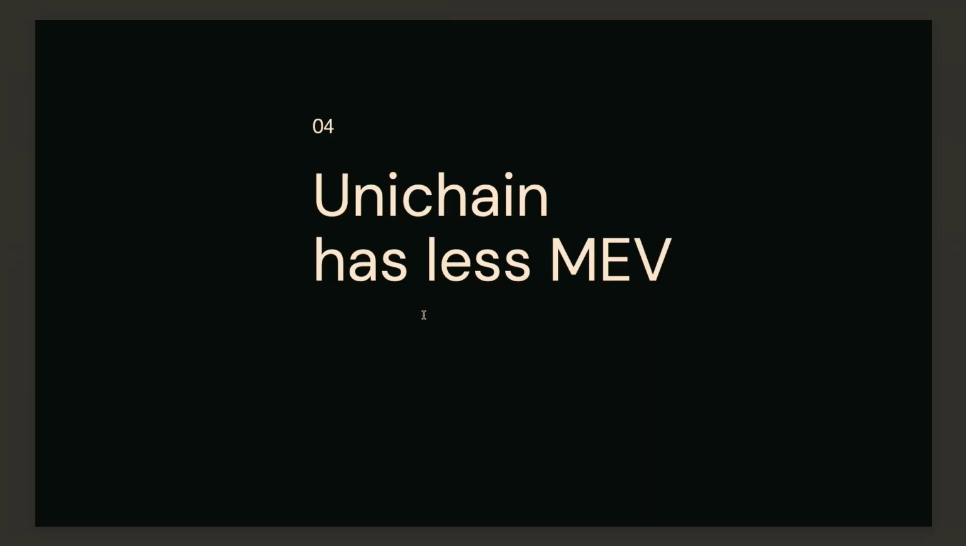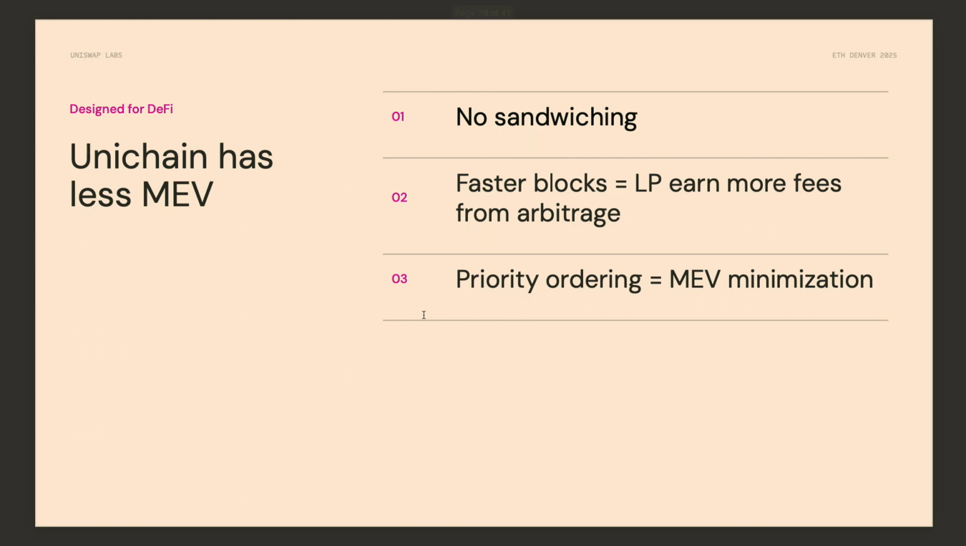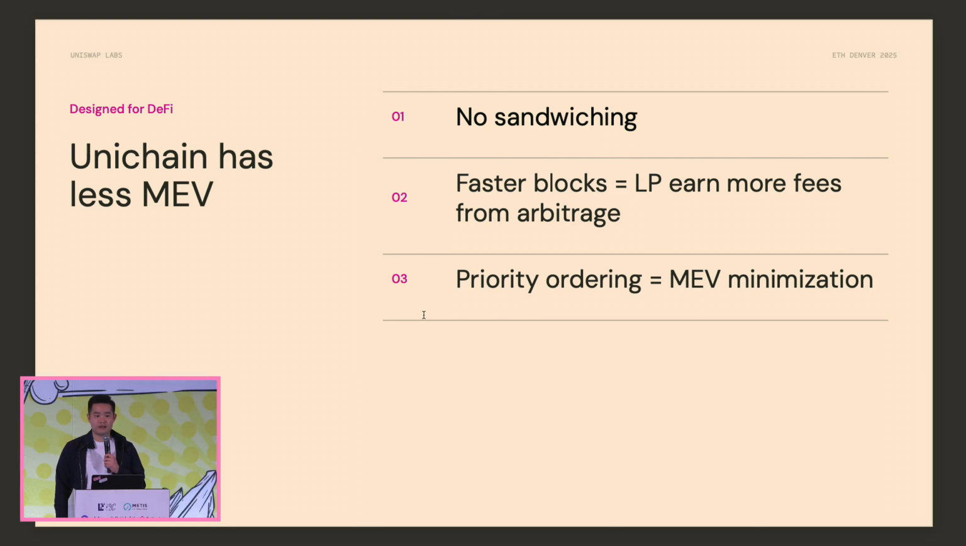Lastly, Unichain has less MEV. First, there's no sandwiching. Second, faster blocks means LPs earn more fees from arbitrage. And lastly, priority ordering allows for new experiments in MEV minimization.